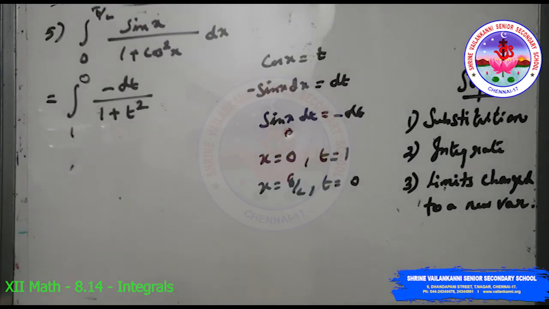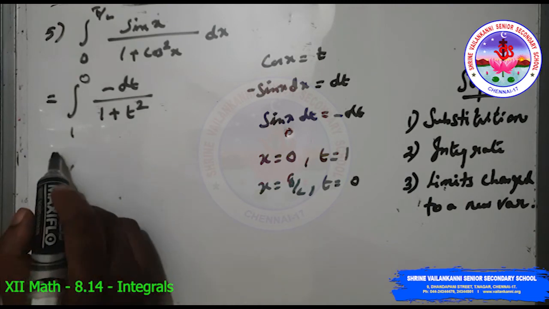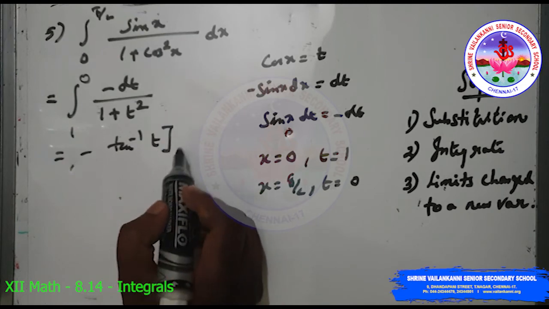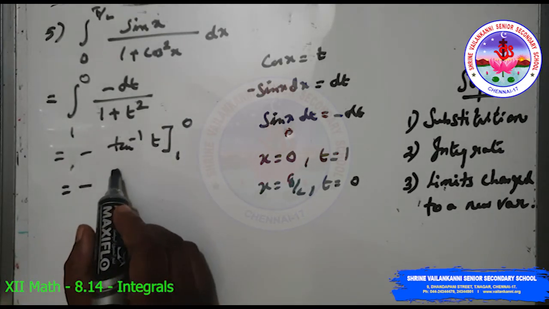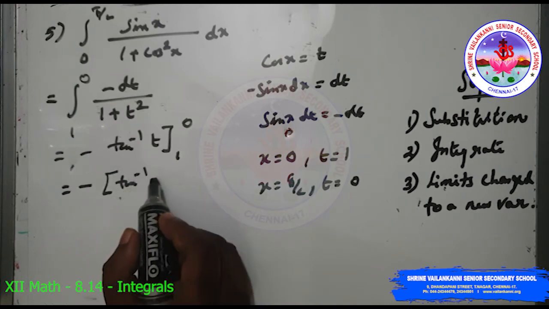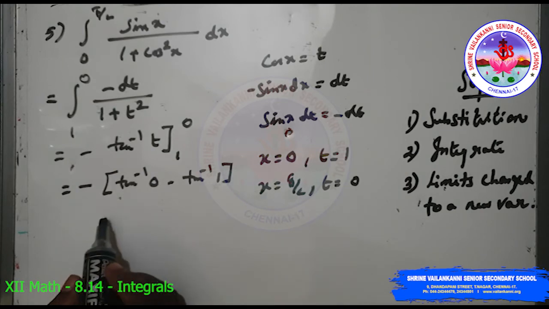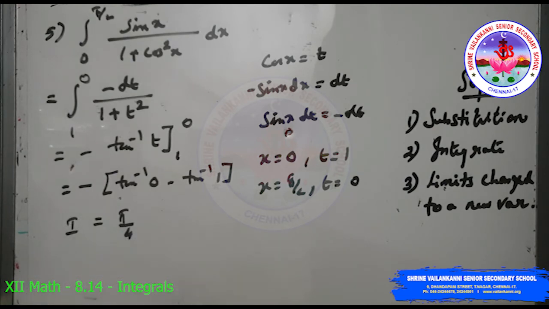Now we have to integrate this. Dt by 1 plus t square is tan inverse of t. So minus of tan inverse of t from 1 to 0, upper limit minus lower limit. So minus of tan inverse of 0 minus tan inverse of 1, which is equal to pi by 4. So I equal to pi by 4.